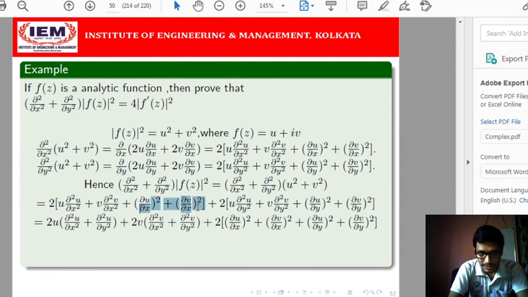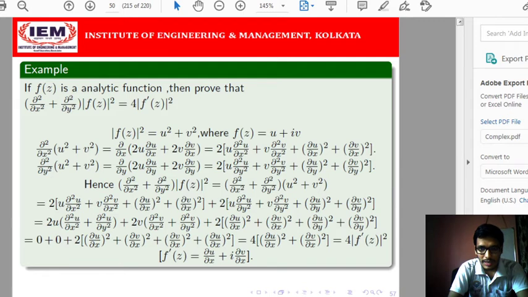And I am considering remaining all other terms. So I know that f(z) is an analytic function. So since f(z) is an analytic function, both of its real and imaginary parts will satisfy the Laplace's equation. So this term will be 0 and this term will be 0.